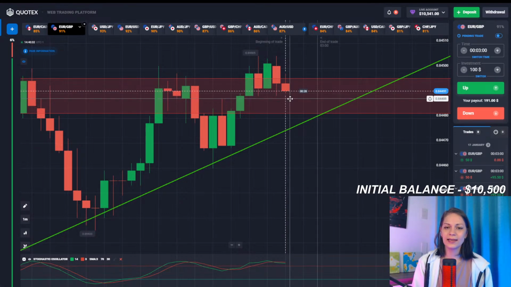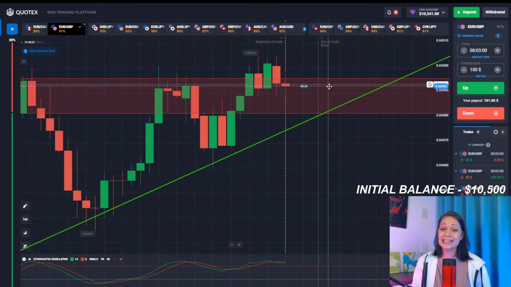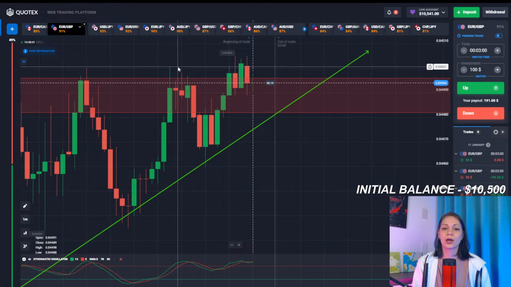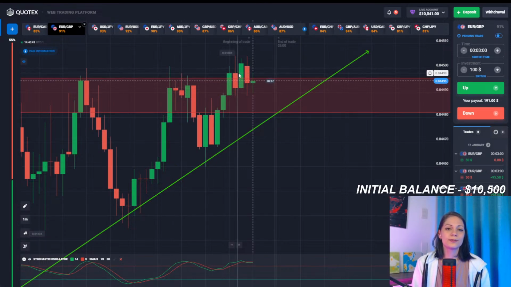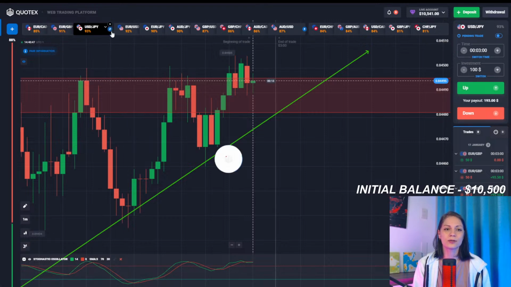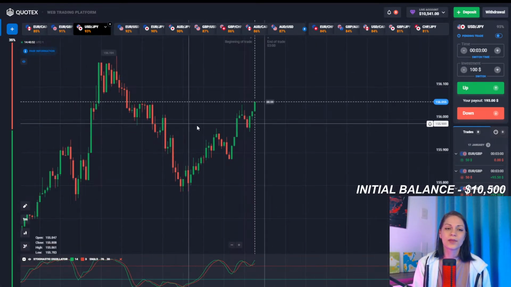For now, I am not going to look at this chart until there is a breakout. So we are going to leave this currency pair for a while, and the next one is going to be according to the breakout of the triangle.